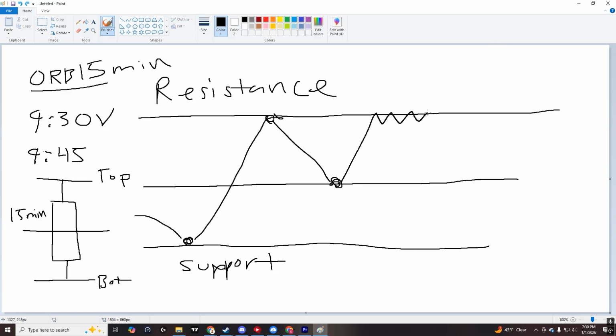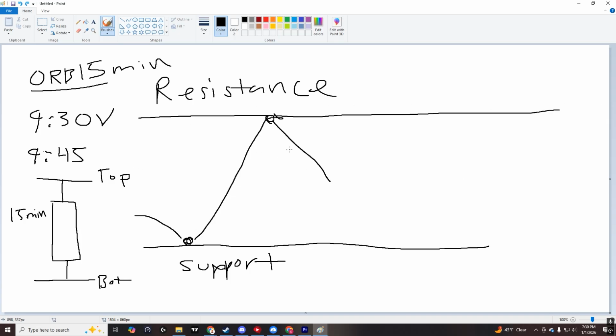There's a lot of things that can happen, and it can consolidate here on our midline ORB. It just depends on what's going on, and we'll go into different strategies when it comes to deciding if you want to break out or not, or if this was a good strategy to break out. But generally, this is how support and resistance works.